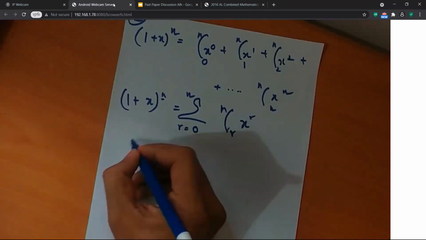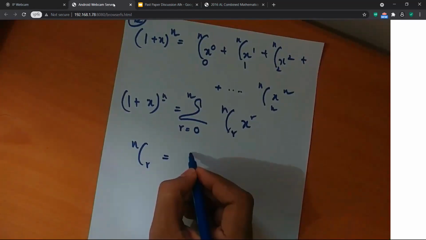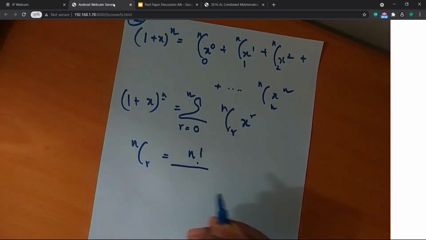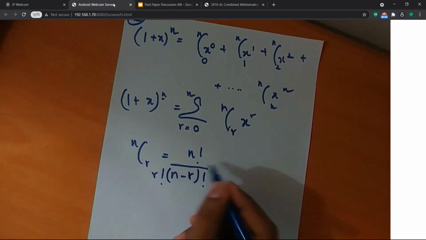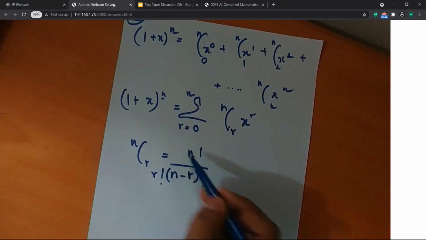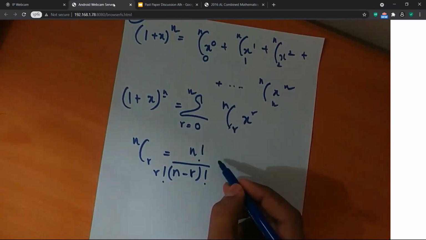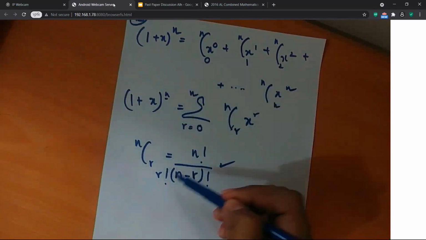nCr comes from the combinations and permutations lesson. So nCr is equal to factorial n divided by factorial r into factorial n minus r. So you know what factorial is. The reason I'm telling you like this is because in the marking scheme they give marks also for this as well. So don't just write this, but also write this.